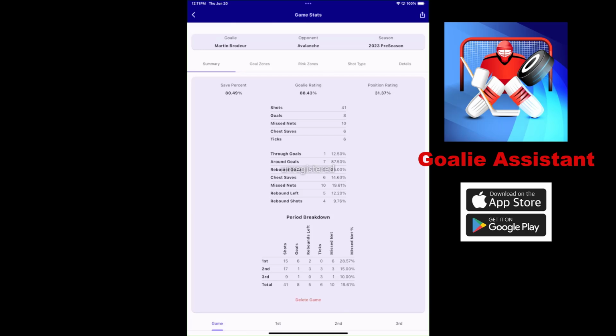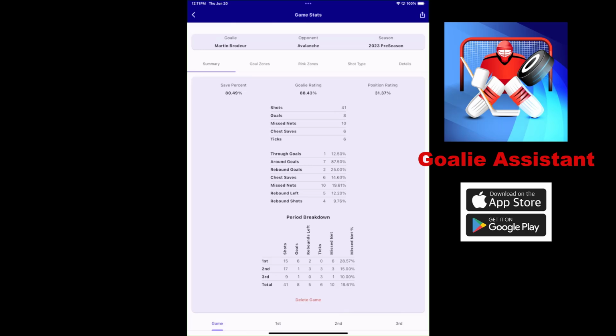Now again, we can see in here that we have 8 goals, 10 missed nets, 6 chest saves, and another 6 ticks. Ticks are always good. How many shots went through? Only 1. 87% of the goals that went in the net ended up going around the goalie. That's good. We'd rather see pucks go around the goalie than through the goalie. They can miss the net if it goes around.